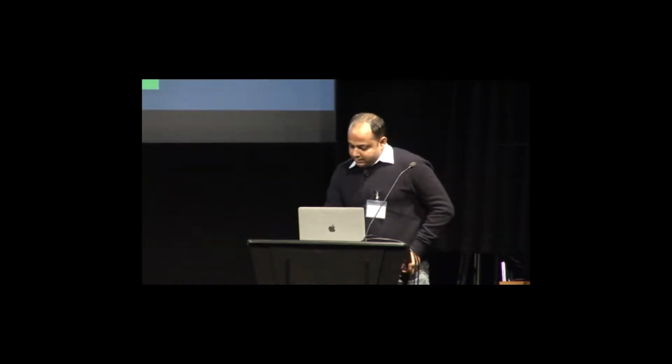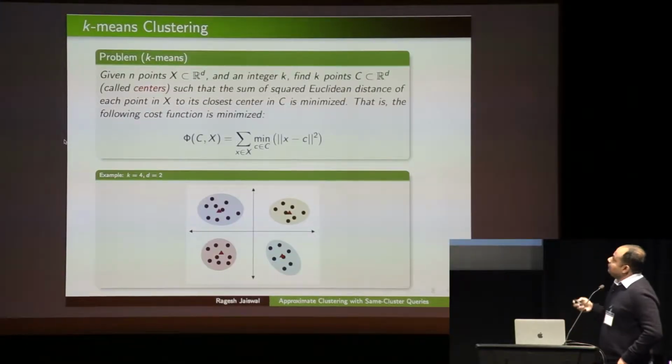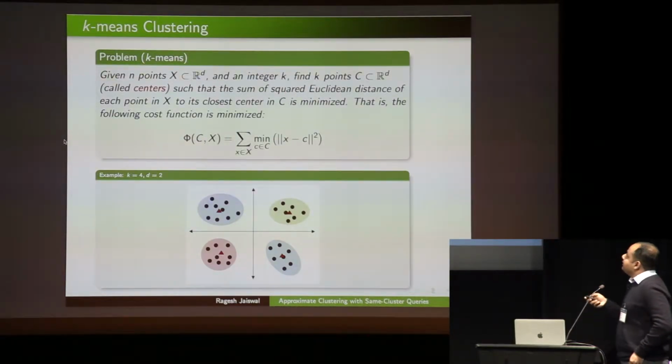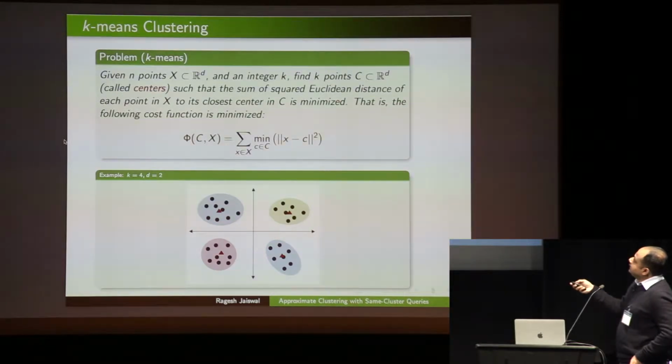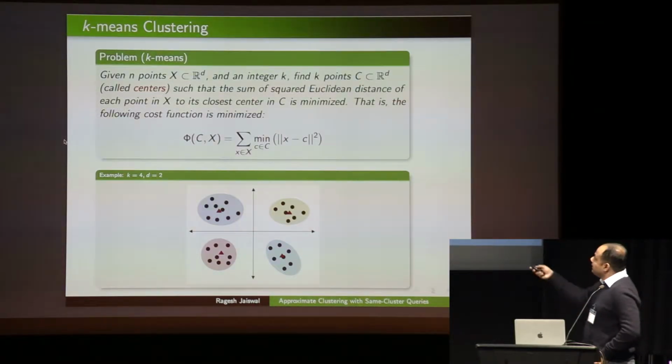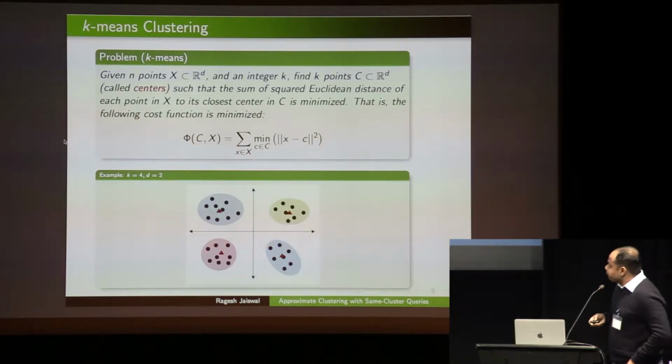Okay, so let's straight away go into the problem. The k-means clustering problem is actually very easy to understand and visualize. You're given n points in R^d, and you're given an integer k. You're supposed to find k points, called centers, such that the sum of squared Euclidean distance of each point to the closest center is minimized. That means this objective function gets minimized.